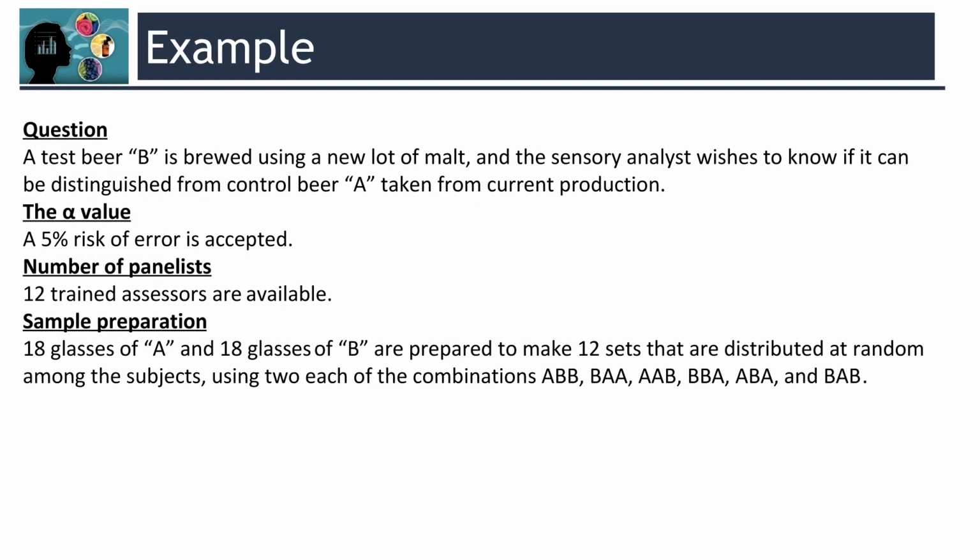Now let's move on to an example related to the triangle test. A test beer, B, is brewed using a new lot of malt, and the sensory analyst wishes to know if it can be distinguished from control beer, A, taken from current production. The alpha value is 0.05. And the number of panelists is 12.